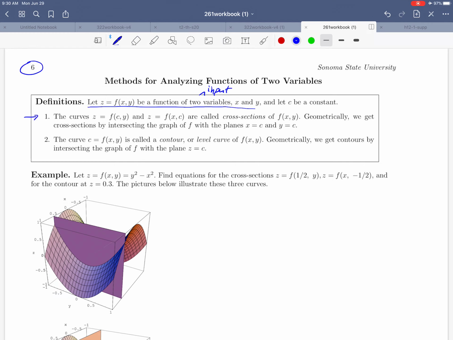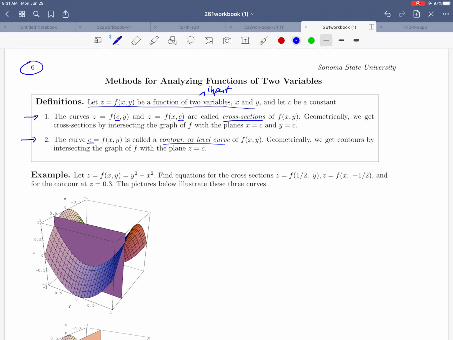The first part of this definition is the idea of a cross-section. We get the cross-section of a function of two variables by basically taking one of the input variables and making it constant. Either let x or y be c. By doing this, we take a slice of our surface, and we wind up with a two-dimensional curve, which is going to give us information about the surface. Another thing we can do is to set the output variable, the z, constant. That's also taking a slice, but it's a slice where z is constant. And that type of slice of our surface is called a contour or a level surface.